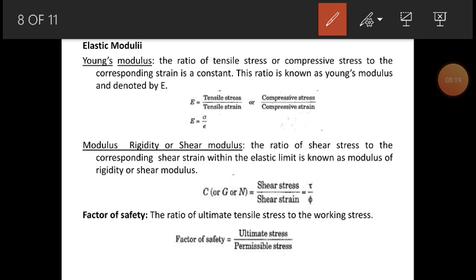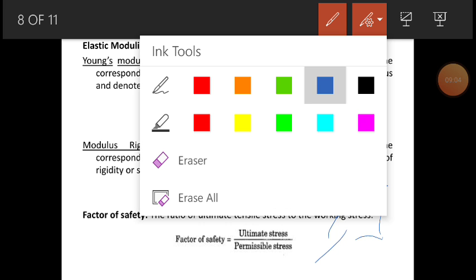So the ratio of shear stress to the corresponding shear strain within the elastic limit is called the modulus of rigidity. Okay, there is another one, which is called the bulk modulus. It is volumetric stress by volumetric strain, where the strain is the change in volume upon the original volume. So that is called the bulk modulus.